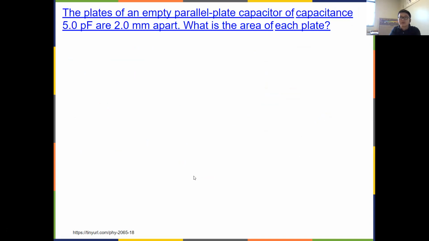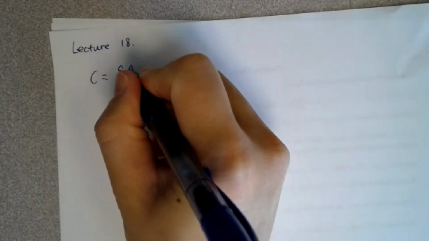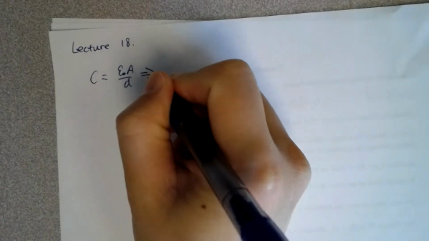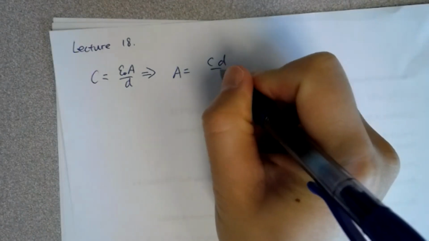So let's take a look at one simple example here. It says the plates of an empty parallel plate capacitor of capacitance 5.0 picofarad are 2.0 millimeter apart. What's the area of each plate? Okay, so it gives you C, it gives you D, asking you to solve for A. So for a parallel plate capacitor, we know its capacitance is what we had in the previous slide, which is C equal to epsilon naught A over D, right? So you're looking for A here. So A then equals CD over epsilon naught.